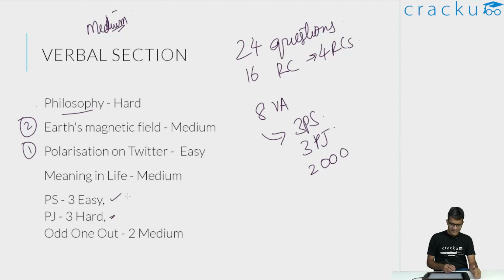I came back, I did the meaning of life as the third passage, and I went back, I completed the verbal ability, and at this point there were around 5 or 6 minutes left, and then I came back and I answered the philosophy paragraph. My attempt is there on the Cracku website.